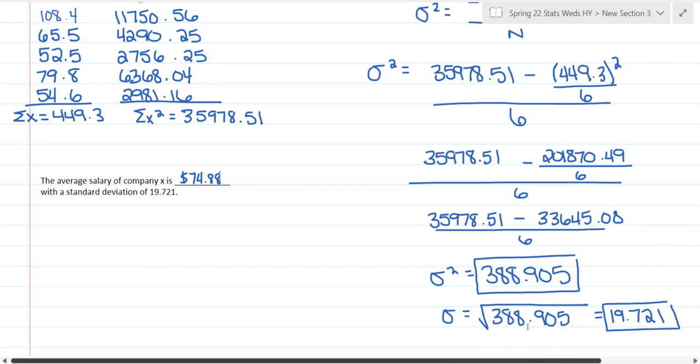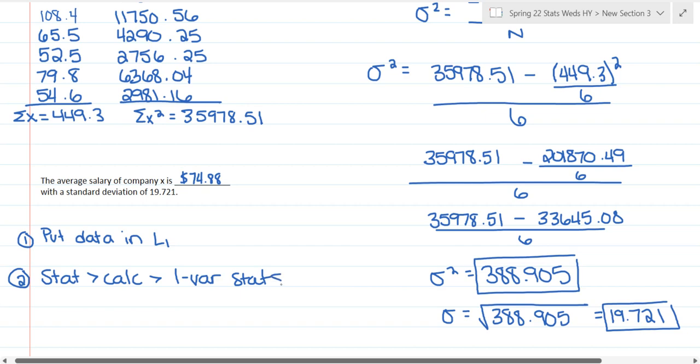Now, this is a pain in the butt to do by hand, and it's really easy to make a mistake, right? You can do this in your calculator. Okay, so let me show you how to do that. So first thing you want to do is you want to put this in a list. So you guys remember how to do the list, right? So put data in L1. That's going to be step 1. Okay, then once it's in L1, we're going to go to stat and then calc. And we're going to calculate our one variable statistics. You're going to L1 in your X list. Oh, I'll show you. And calculate.